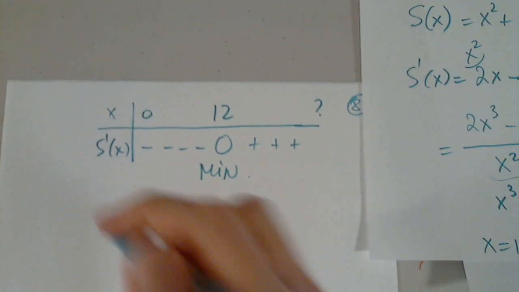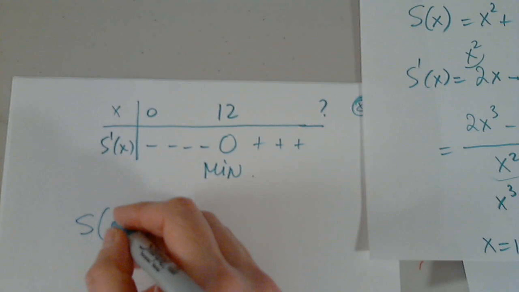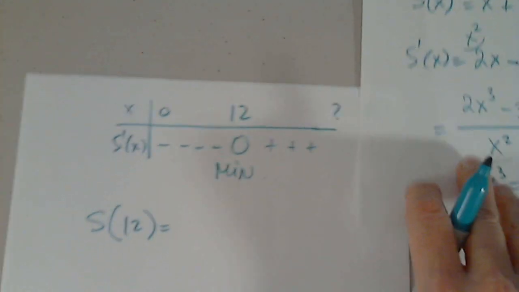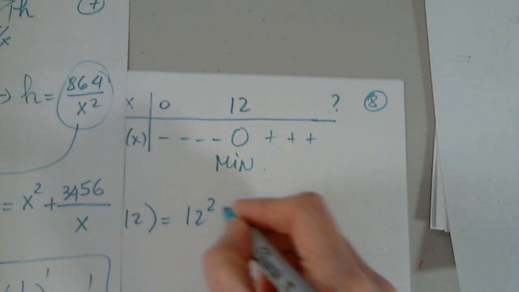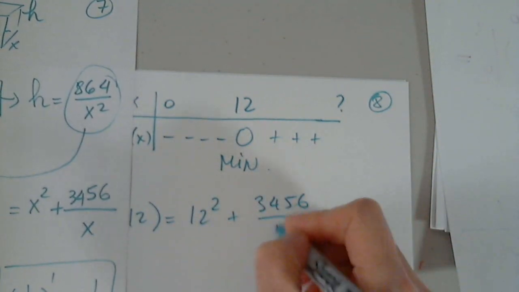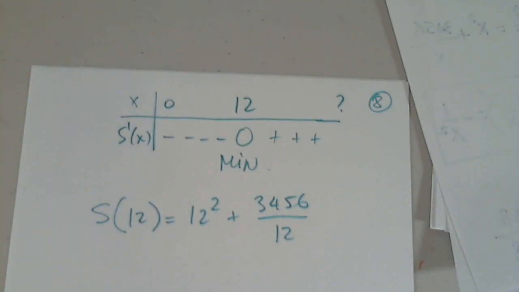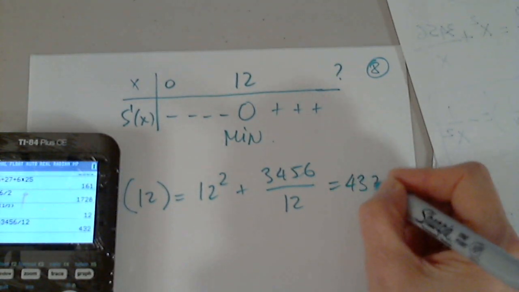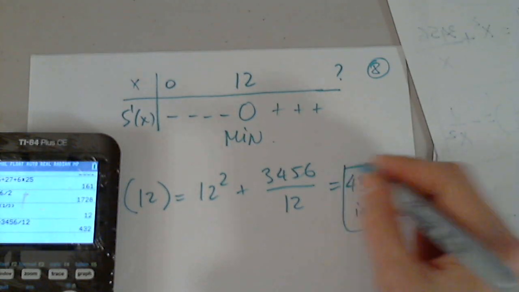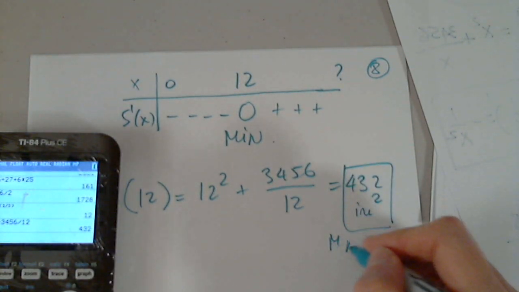Now, it's also asking us to determine the minimum surface area. That is 12 squared plus 3456 over 12. So 144 plus 3456 divided by 12. I got 432, of course, inches squared. And this is the minimum.